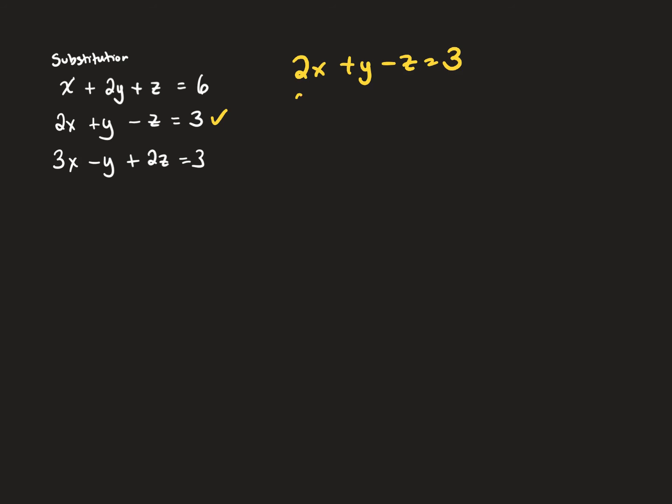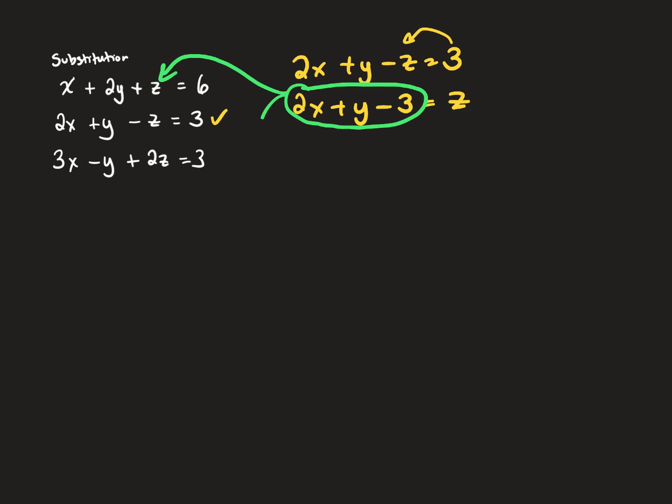And I'll just get z by itself. So I will subtract the 3 to one side, move it over here, and I'll move the z to the right. So I get z equals 2x plus y minus 3. So now the idea is I'm going to plug this in, because I have z by itself. I'm going to take 2x plus y minus 3, and plug it in for z in the other two equations. Now, some people do a hybrid method, so I'll show you what I mean. When I do this substitution, it will get rid of the z variable.